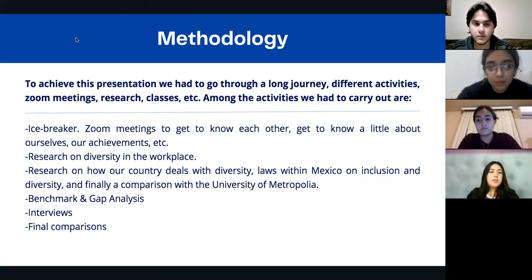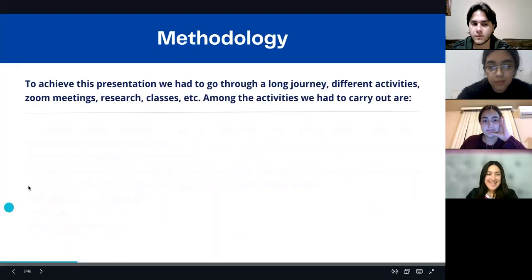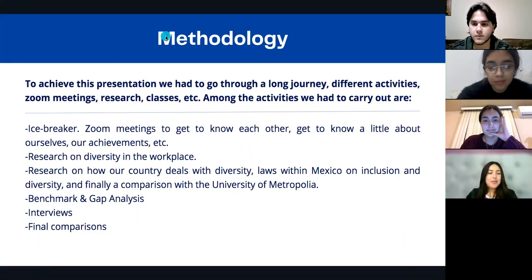Methodology. To achieve this presentation, we had to go through a long journey, different activities, some meetings, research, classes, etc. Among the activities we had to carry out are icebreaker, research on diversity in the workplace, research on how our country deals with diversity, laws within Mexico on inclusion and diversity, and finally a comparison with the University of Metropolia, benchmark and gap analysis, interviews, and final comparisons.